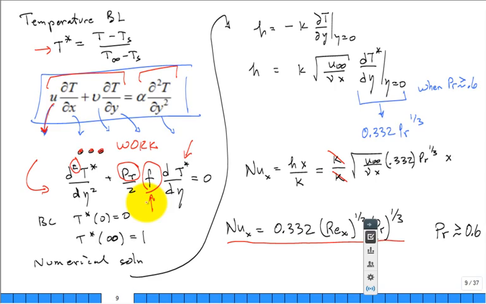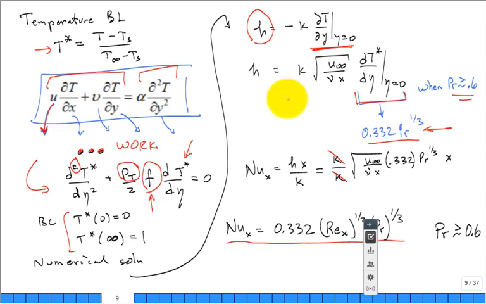And then you can solve that ODE with these boundary conditions. What you're interested in is h. Well, what is the definition of h? How do I get the gradient of the temperature at the surface? Well, it's going to be cast in dimensionless terms, and then from the numeric solution you find, only for a limited Prandtl number range, 0.332 Prandtl to the 1/3.